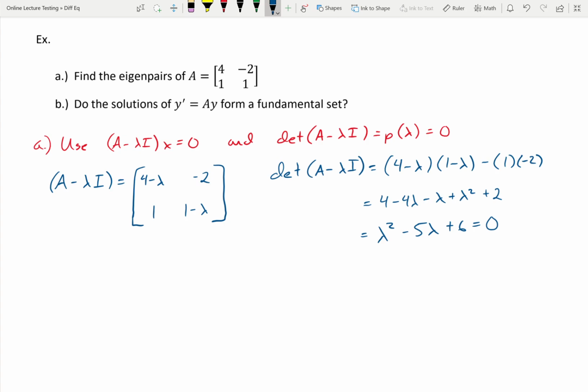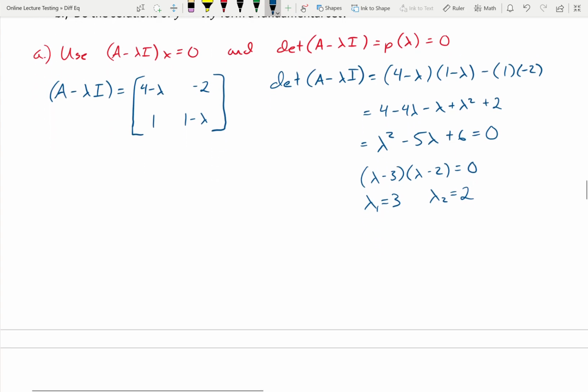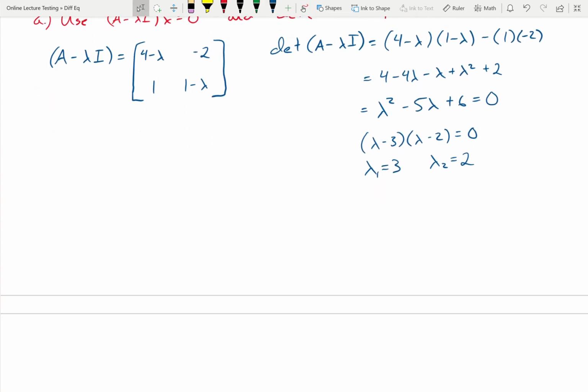Okay, so let's look at our factors. Factors of positive 6 that add together to give me negative 5. Well, if it's positive here and negative in the middle, that means both factors are negative. So we get (lambda minus 3)(lambda minus 2) equals 0. So lambda is either equal to 3, so I'm going to say lambda 1 is equal to 3, and lambda 2 is equal to 2. All right, so we have found our eigenvalues. Now we need to find our respective eigenvectors.